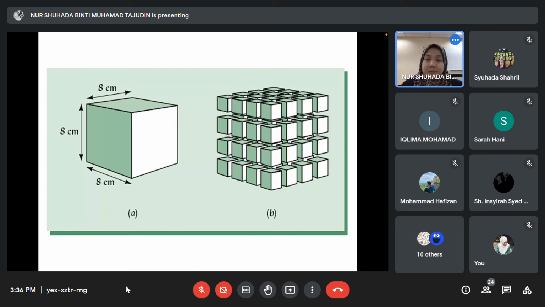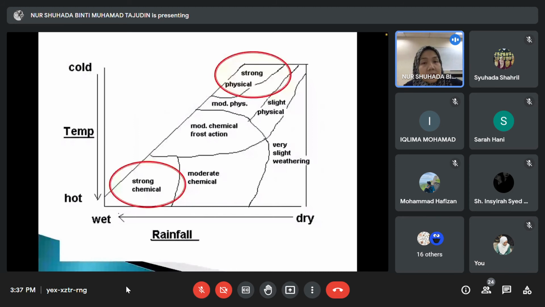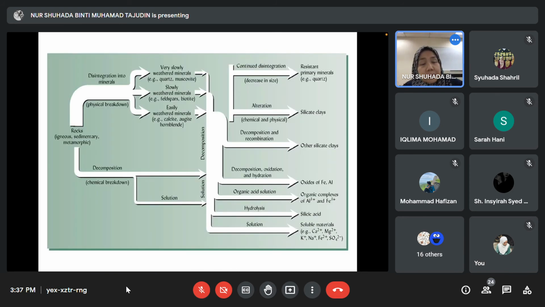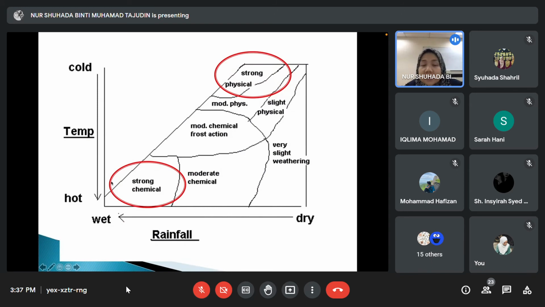So these are a few of them, but this is from the book. Let's look at them one by one in a while. This is just a summary of it. As I said earlier, in hot areas like the Mediterranean, dry and cool, it is usually dominated by strong physical weathering. But if it's an area with rainfall, hot and humid, you have rain and hot, so a strong chemical weathering process.